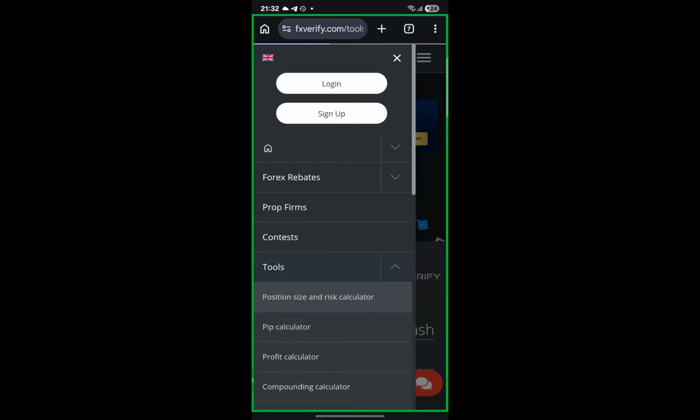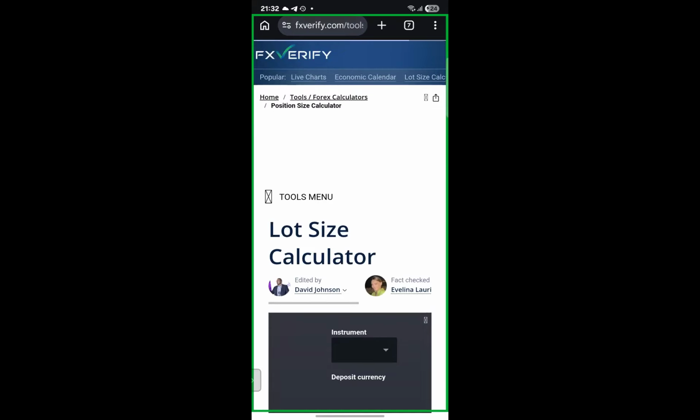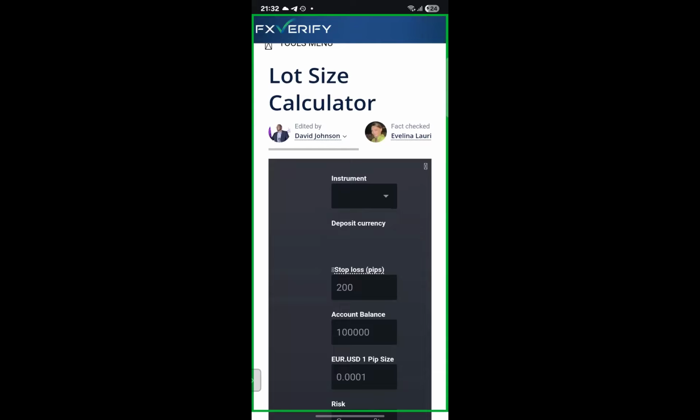Once you come here, they will ask you a few questions. Number one question they'll ask is, what instrument is it? If it's Euro USD, you come here, tap on the instrument here.